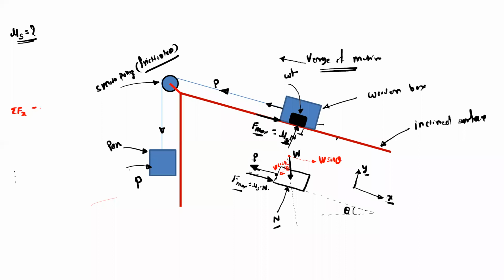So summation Fx is equal to 0. Refer to the x-axis. The P force is on the negative side, so this is minus P. F max, which is mu s into N, so it is plus mu s into normal reaction. And the x component of W, which is W sin theta, so this is plus W sin theta. This is equal to 0.